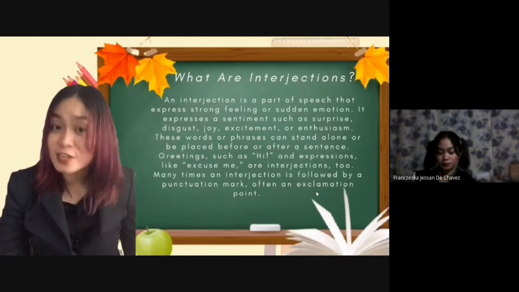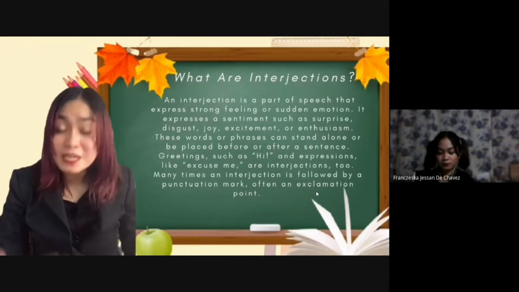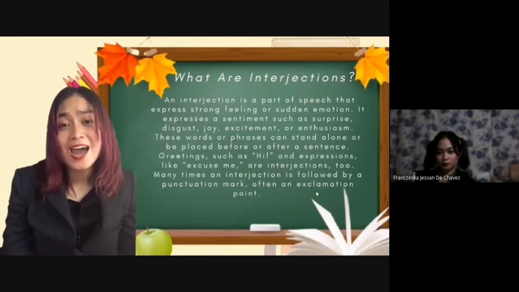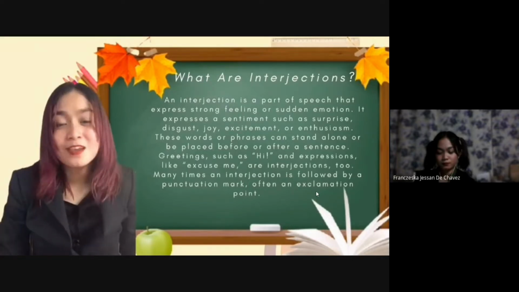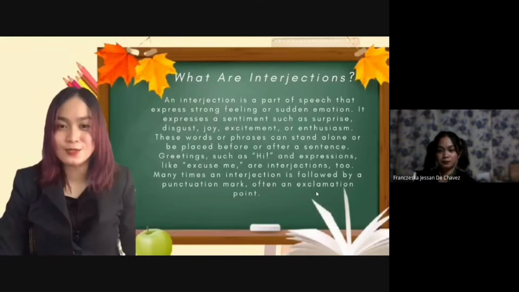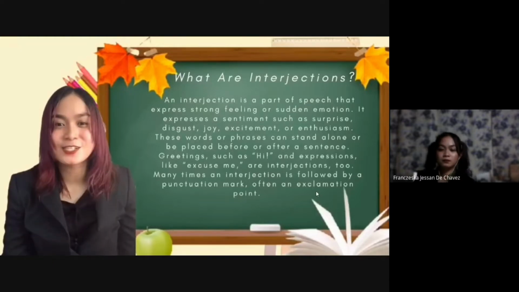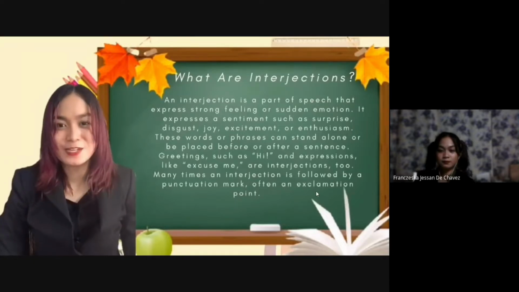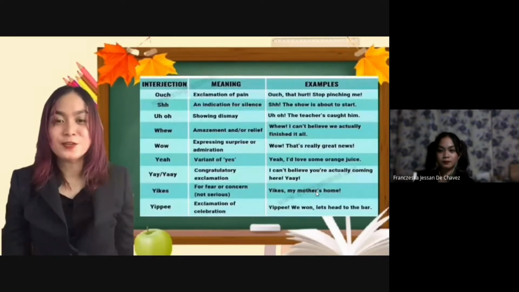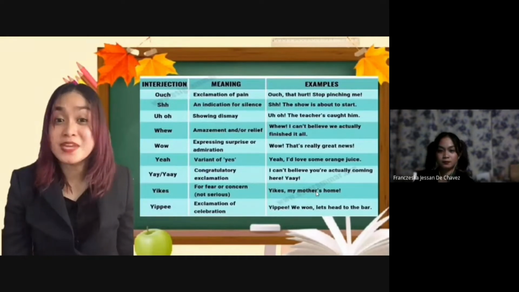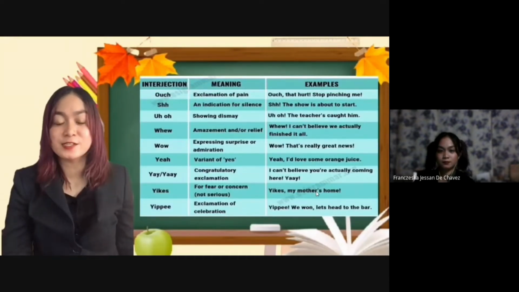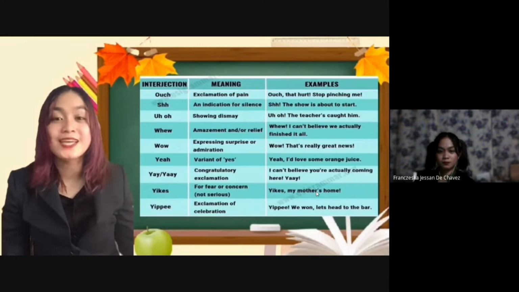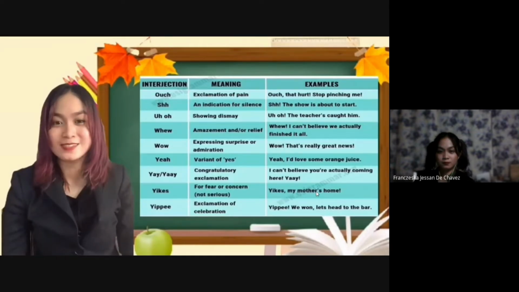These words or phrases can stand alone or be placed before or after a sentence. Greetings such as "hi" and expressions like "excuse me" are interjections too. Many times an interjection is followed by a punctuation mark, often an exclamation point. Now, class, here is a list of interjections with meanings and example sentences. Remember that this list does not include all interjections, but it does show the more common ones.